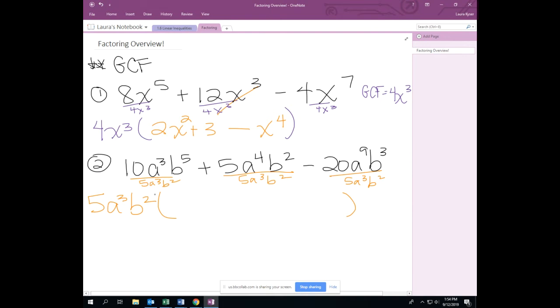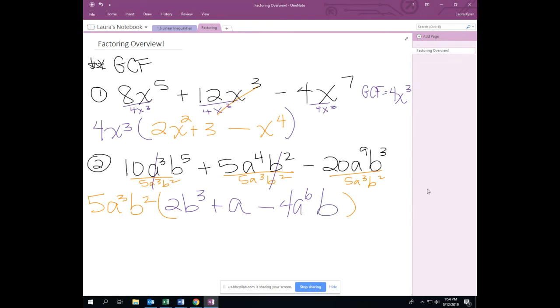Starting off, 10 divided by 5 is 2. The a cubeds cancel. b to the 5th divided by b squared is b cubed. Then I've got 5 divided by 5 is 1, which we don't write. We don't write a 1 coefficient. A to the 4th divided by a cubed is a. And the b squareds cancel. And then I've got negative 20 divided by 5, which is negative 4. A to the 9th divided by a cubed is a to the 6th. And b cubed divided by b squared is b.